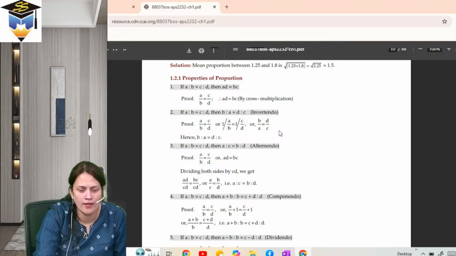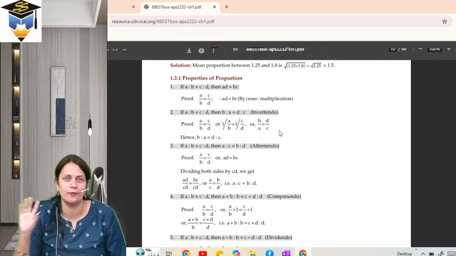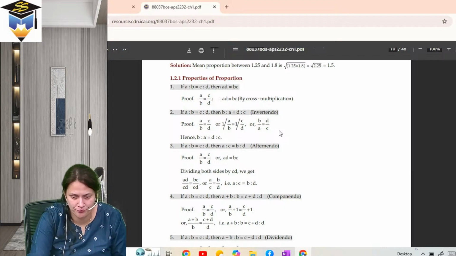And the last is addendo. Addendo means all the numerators are added upon all the denominators, which are also added. That is called addendo. Subtrahendo is subtract: subtract the numerators, subtract the denominators. That is subtrahendo.